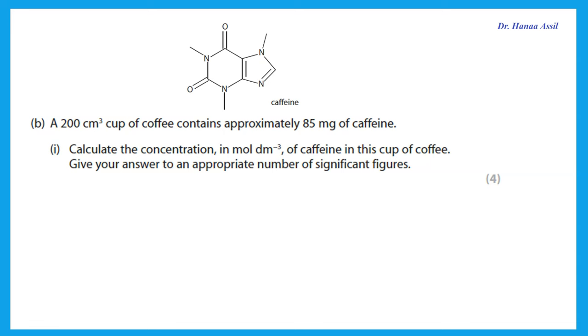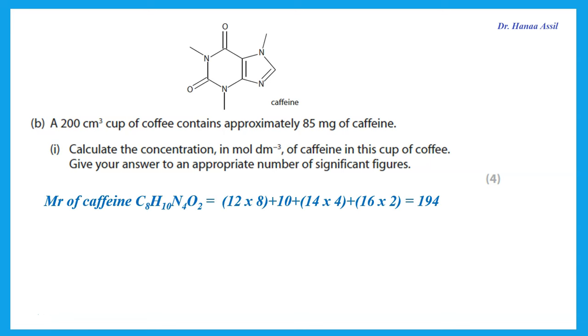A 200 centimeter cubed cup of coffee contains approximately 85 milligrams of caffeine. Calculate the concentration of caffeine in this cup of coffee. Give your answer to an appropriate number of significant figures. Okay, to get concentration, what should we do first? We have 85 milligrams and we have 200 centimeter cube.